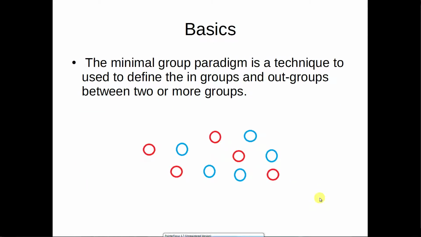The minimal group paradigm is a technique used in SIT experiments. The minimal group paradigm is a technique used to define the in-groups and the out-groups between two or more groups. The traditional minimal group study consists of two phases. In the first phase, participants are randomly and anonymously divided into two groups, and in the second phase, participants take part in a seemingly unrelated resource distribution task. During the distribution task, participants show in-group favoritism.